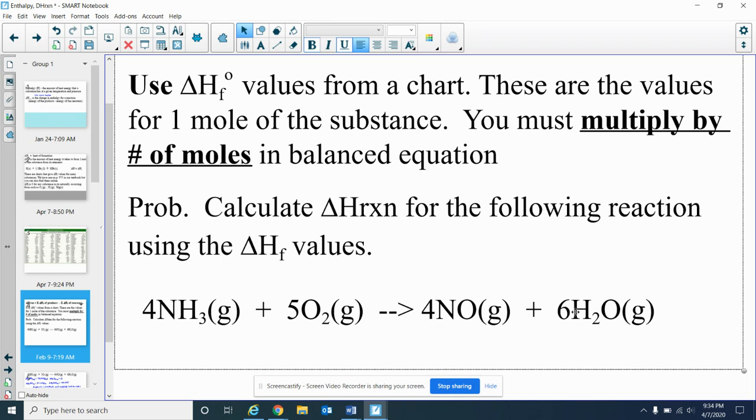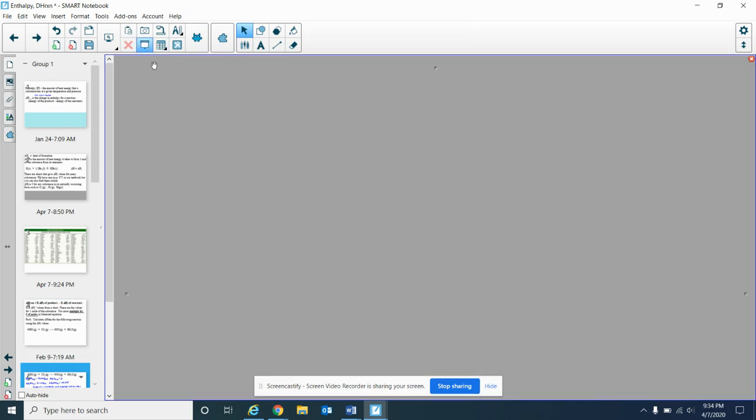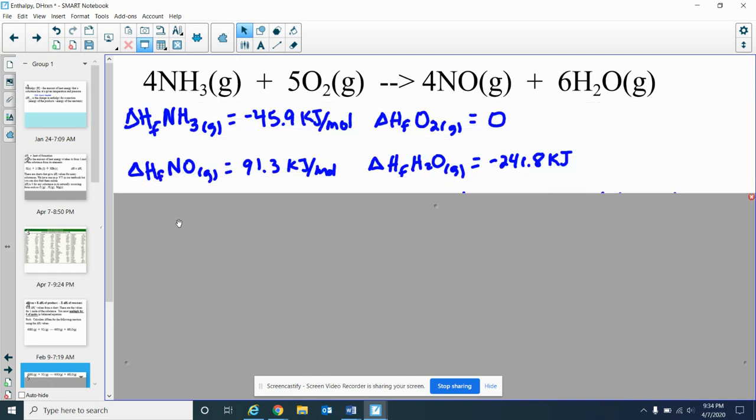And we'll look up the value for water as a gas, and we'll multiply that by 6. Okay, so here is an example problem. Let's take it step by step here. So first step is to look on the chart.